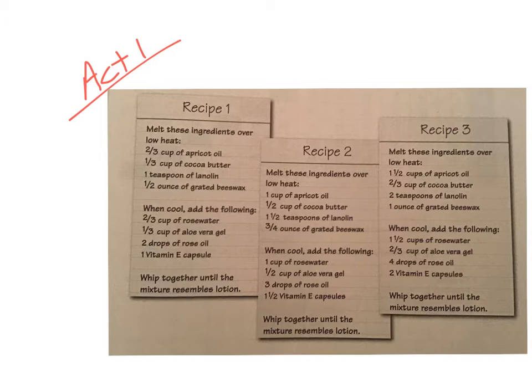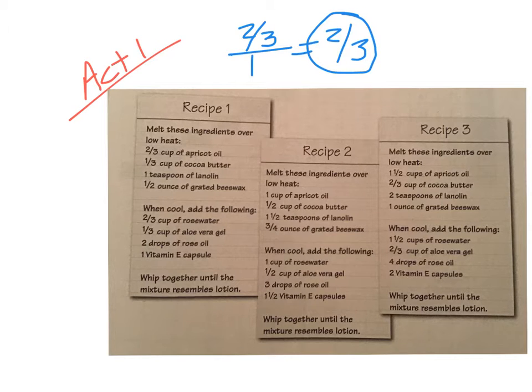So you're going to do this by creating ratios. I'm going to use blue, I think. So we're going to look at the first ingredient, which is a cup of apricot oil. So I'm going to say recipe 1 over recipe 2, and I'm going to say 2/3 cup over 1 cup of apricot oil. Now if I simplify this ratio, I get 2/3. So I'm looking to see that all of the ingredients have a ratio reduced to 2/3.